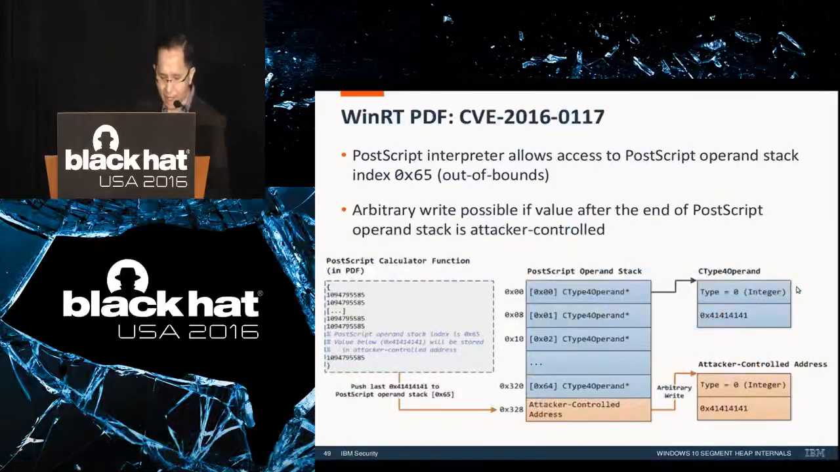Now for the vulnerability, the issue is that the PostScript interpreter fails to properly validate if the PostScript operand index is already past the end of the PostScript operand stack, which allows the PostScript calculator function to push a value to invalid index 65 of the PostScript operand stack. Now, if an attacker is able to implant an attacker-controlled address right after the PostScript operand stack here, the attacker can perform a memory write operation to the attacker-controlled address, thereby achieving an arbitrary write.